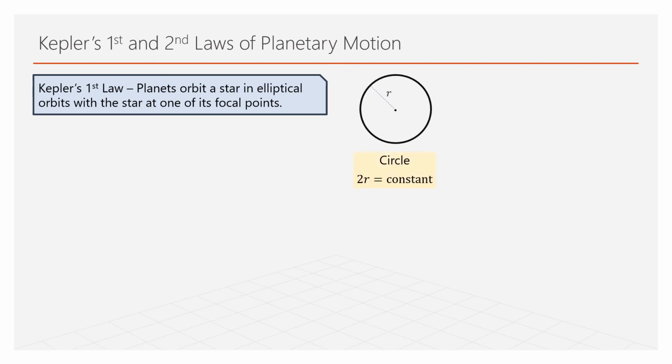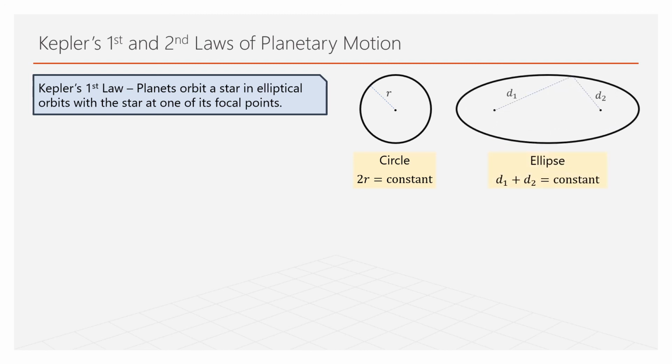This is a circle. A circle is defined as the set of all points that are equidistant from the center. The distance from the center to the point is the radius r, where twice r, which is the diameter, is a constant. An ellipse is very similar to this, and it looks like this.